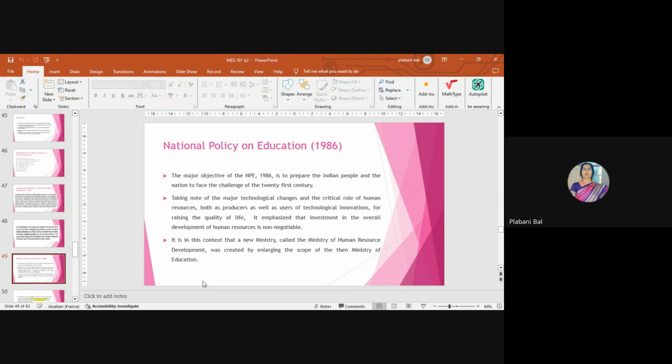But before 1986, in 1985, another document was prepared by critically analyzing the challenges. That document was named The Challenge of Education: A Policy Perspective, 1985.